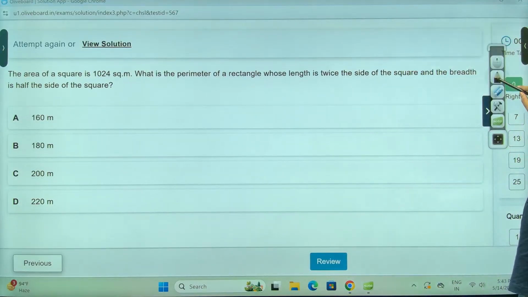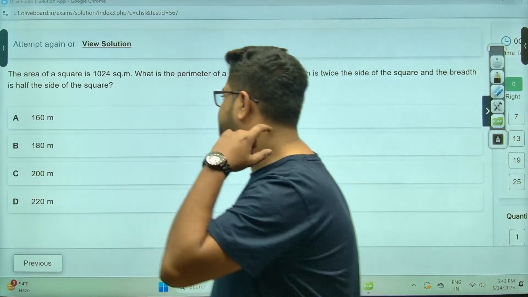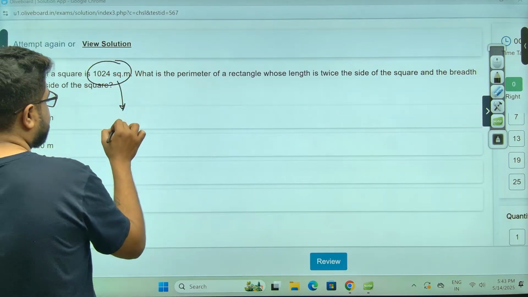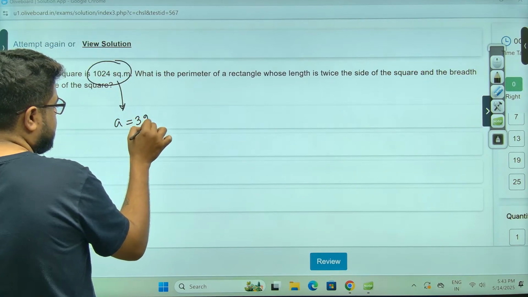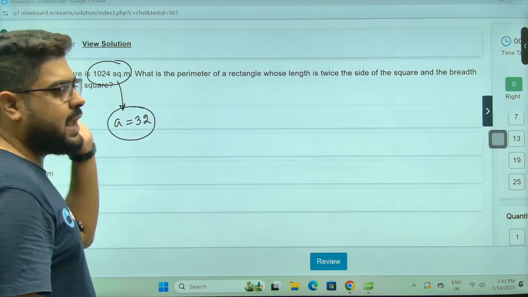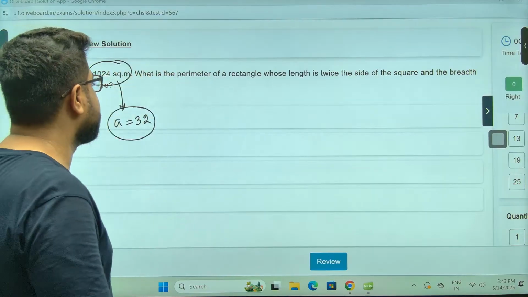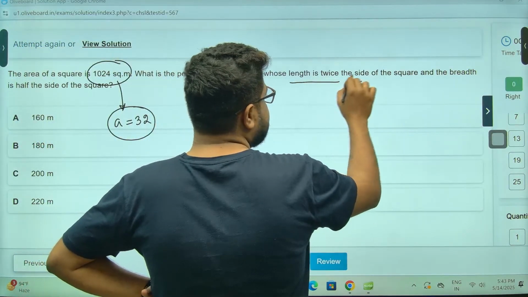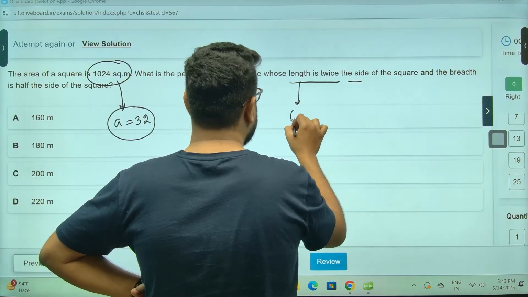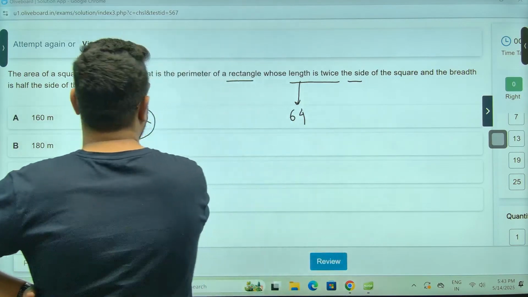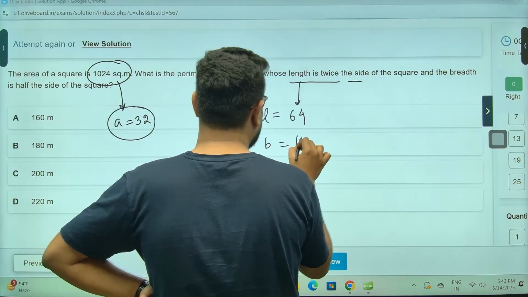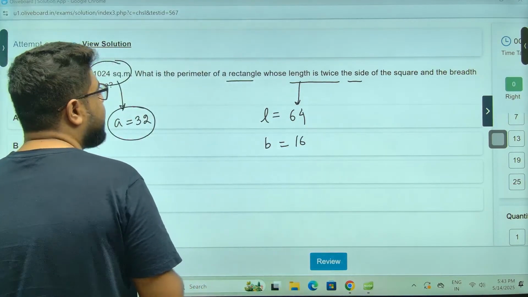So this is the area of a square, this is 32 square. So this length is A, the side is 32, sir. Perimeter of the rectangle whose length is twice the side of the square. Length is 64 and breadth is half. Breadth is how much, sir? 16, half. So they are asking the perimeter.